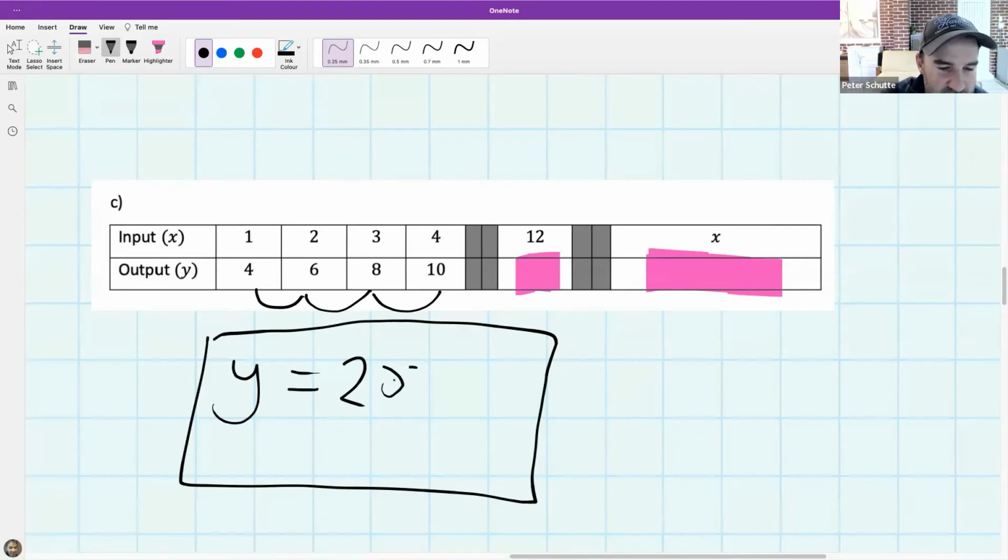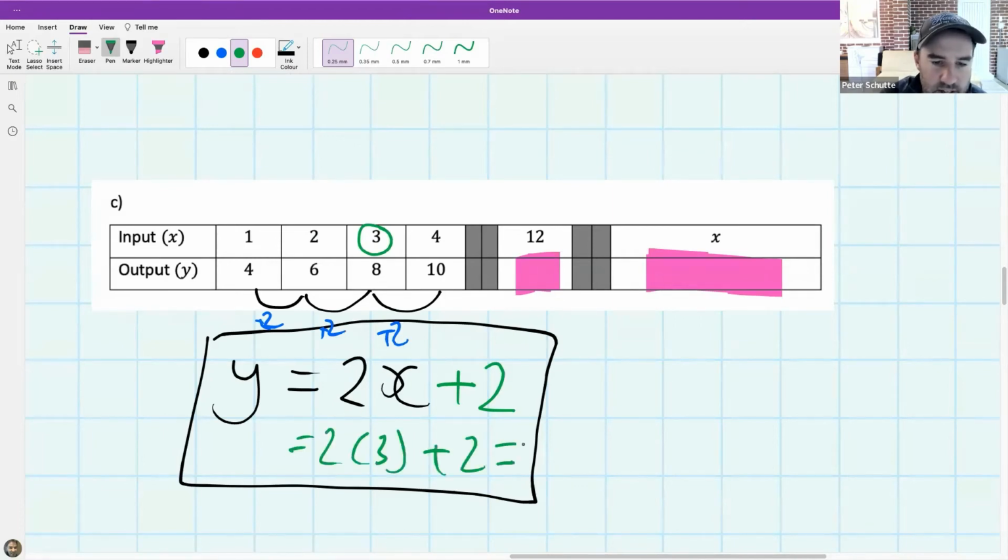Okay, so I think a lot of people have spotted that it's going up by 2. But if I leave it as 2x, it doesn't tell me the truth. So I actually need it to be 2x plus 2. I can do a little check if this works. If I took 3 and I put it into this formula and I went 2 times 3 plus 2, I do get 8, which is what I wanted.